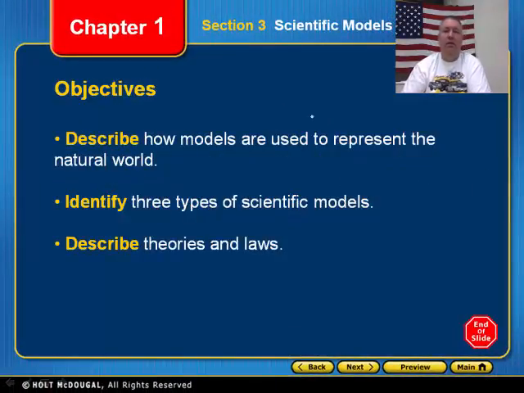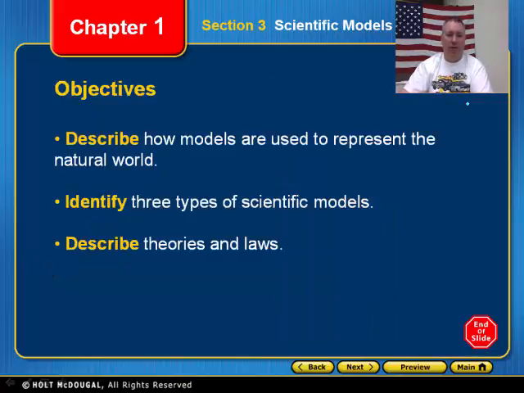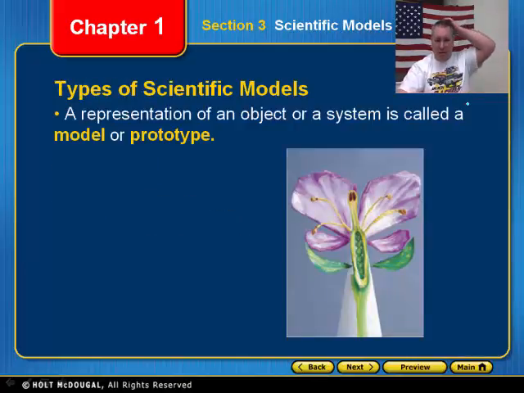Our objectives today are going to be to describe how models are used to represent the natural world. We're going to identify three types, count them, three types of scientific models, and we're going to describe what theories and laws are. That is the objectives for today. Here we go. We're going to start off with our first type of model. Well, first off, what is a model?